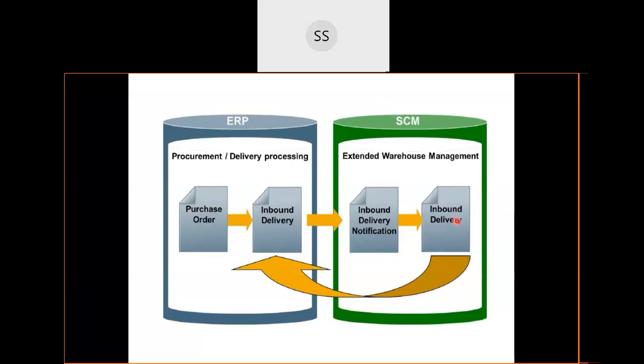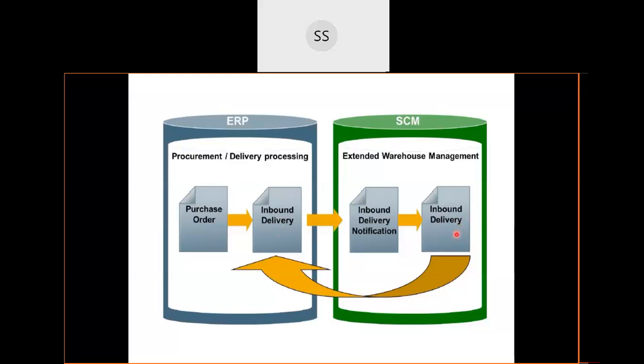Here we post goods receipt for our inbound delivery, and it updates our inbound delivery on the S4HANA or ERP side. A message goes to ERP to update the delivery that goods receipt was posted on this date and time, and it creates the material document and accounting documents. It also updates the status.